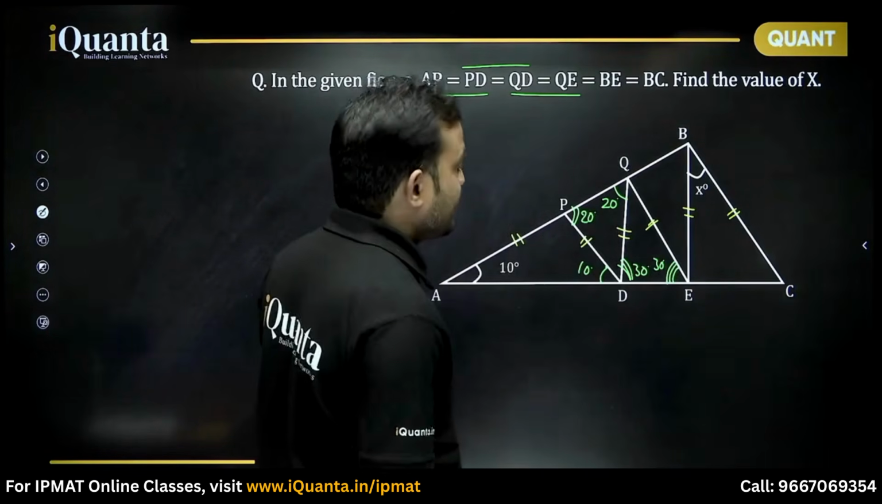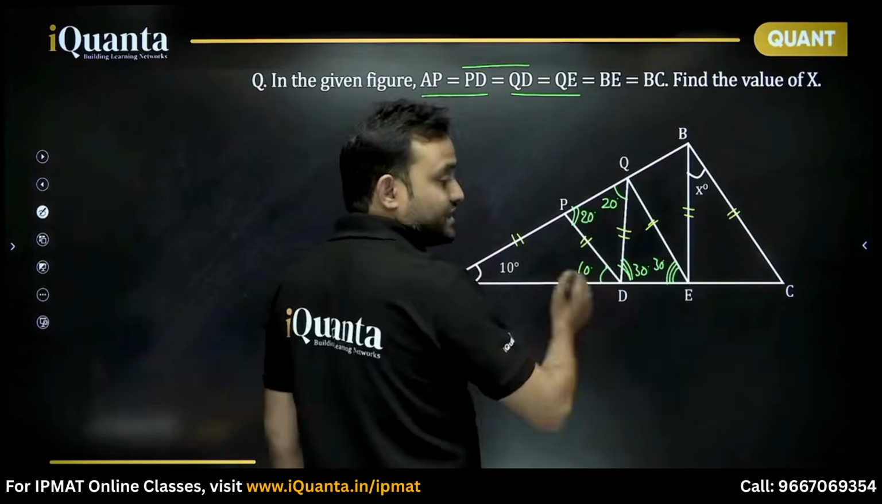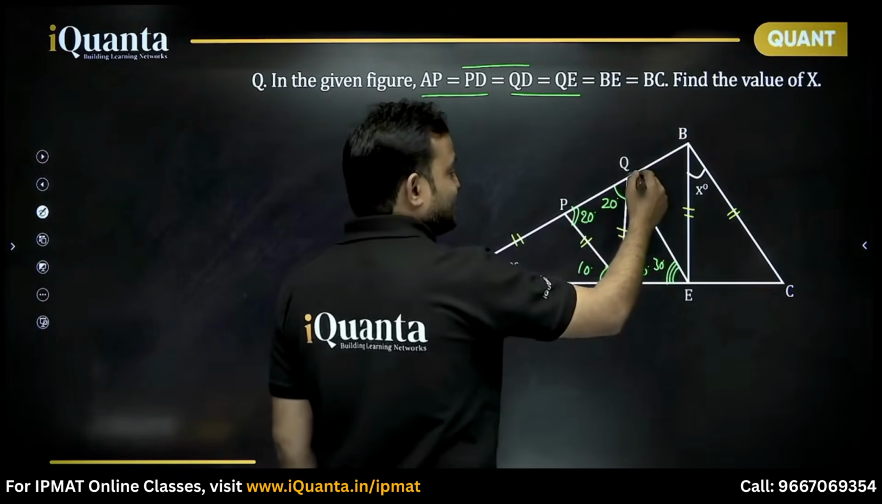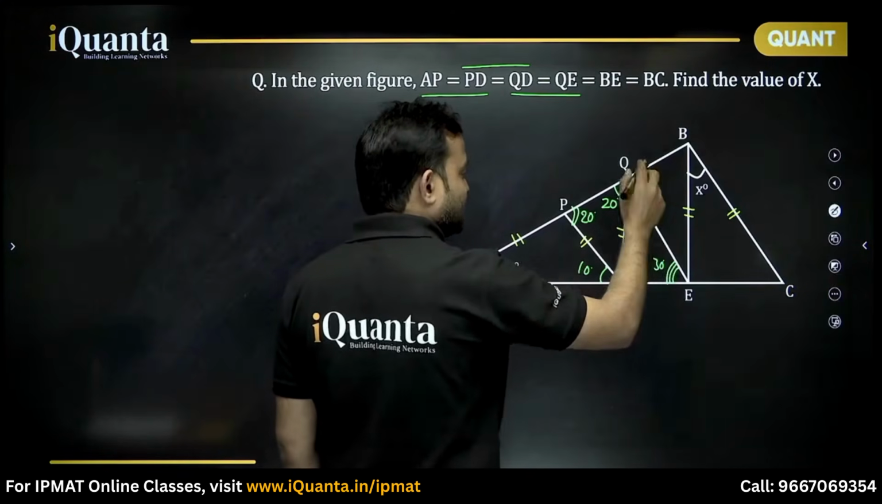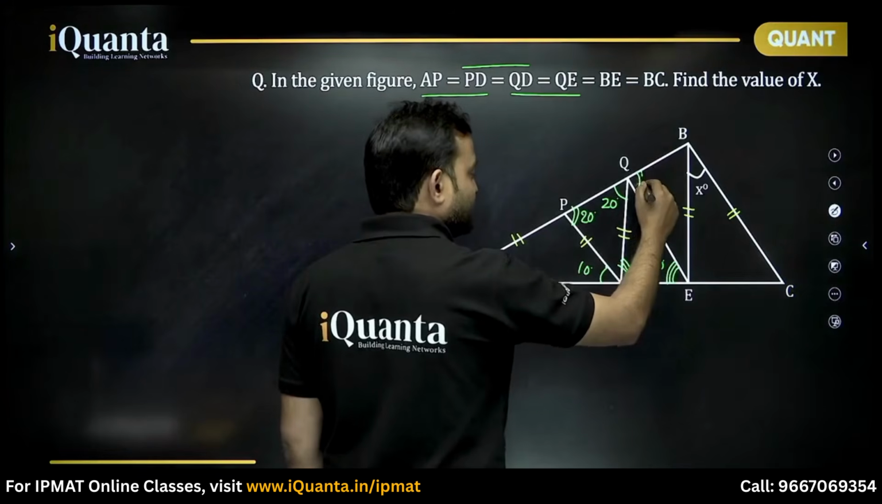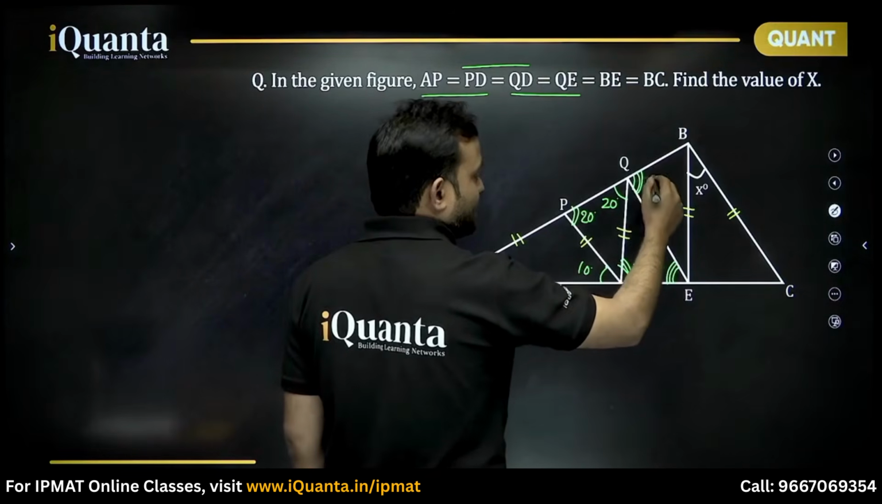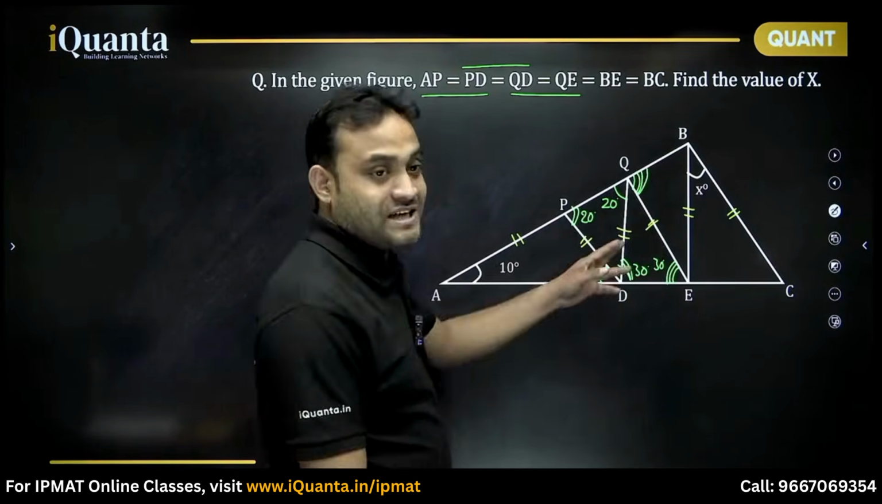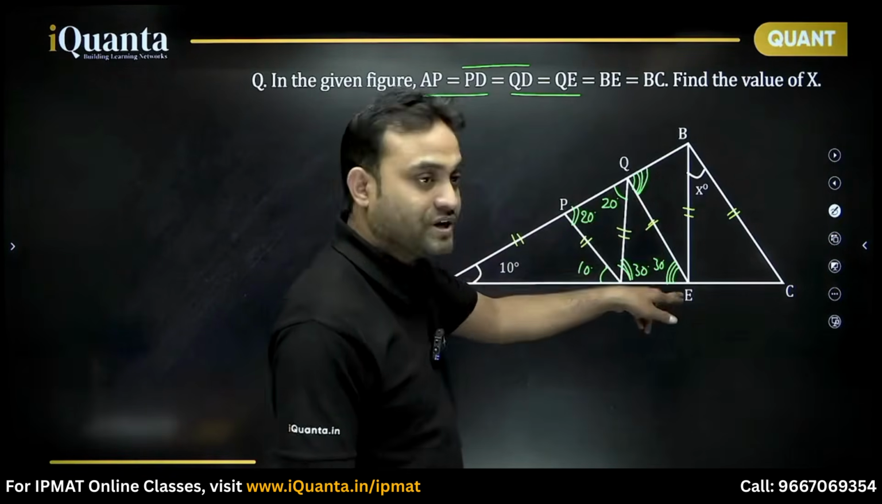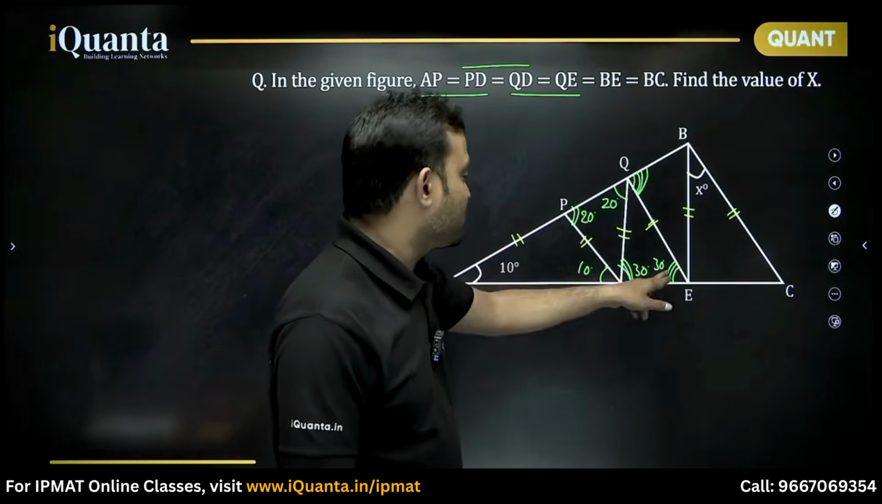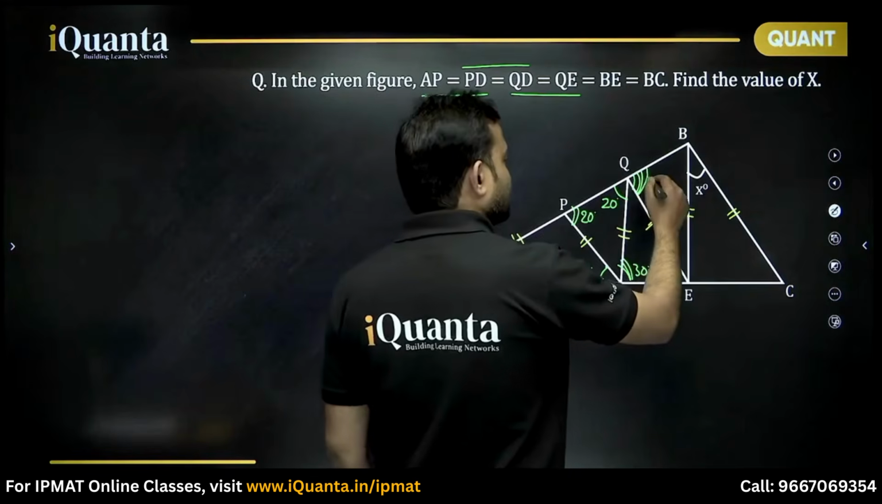Now again, in triangle AQE, this angle BQE is nothing but the exterior angle of this triangle AQE. So this angle should be equal to 30 plus 10, 40 degrees.